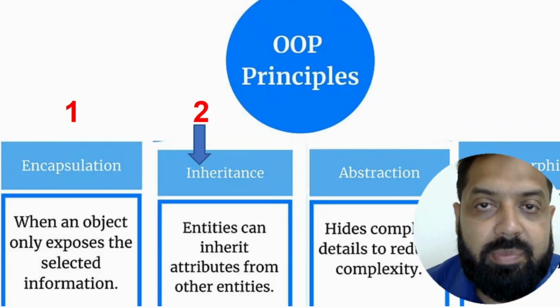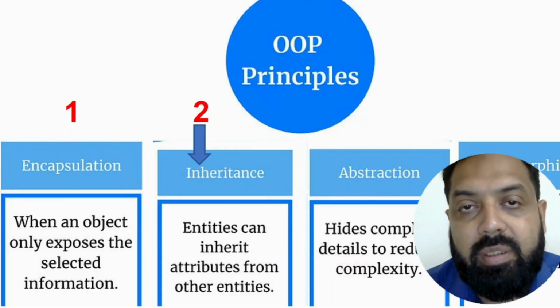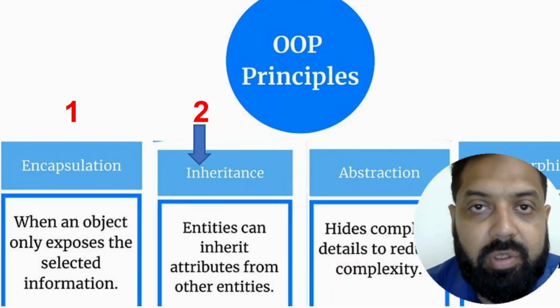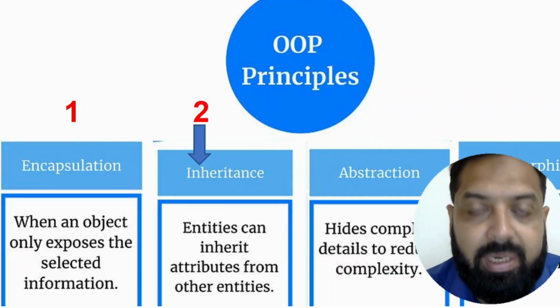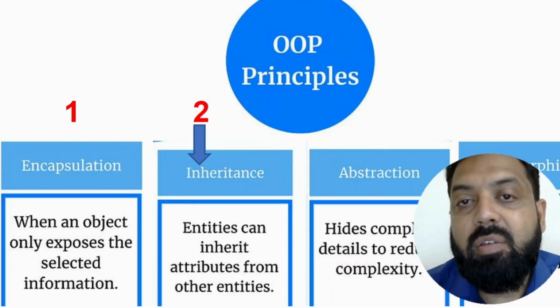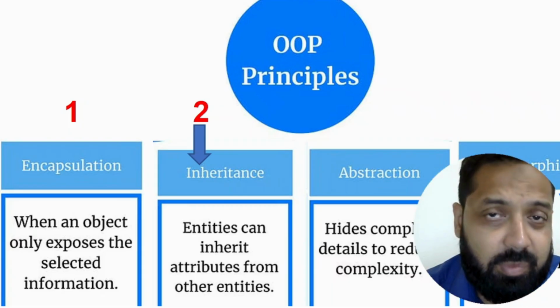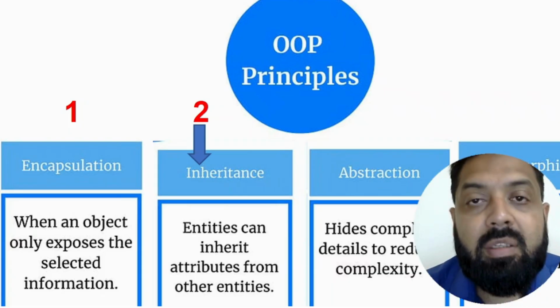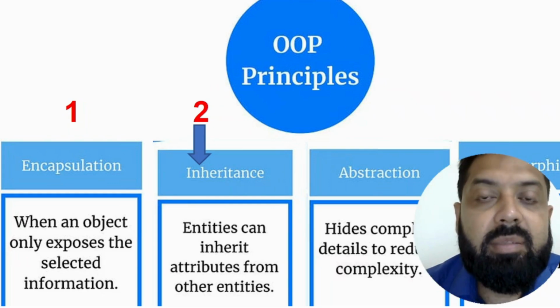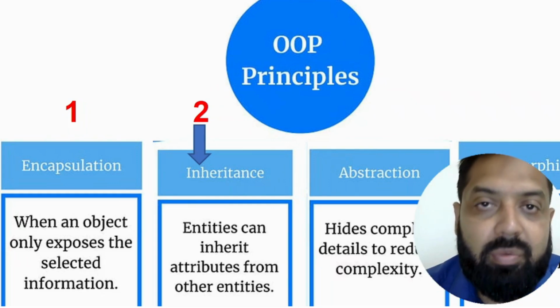For our OOP principles, we have seen that there are 4 important pillars or principles of object-oriented programming, and inheritance is one of the important principles as well. So inheritance is basically a concept in which we create a kind of relationship.